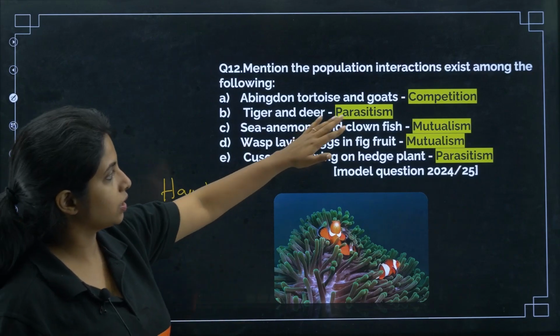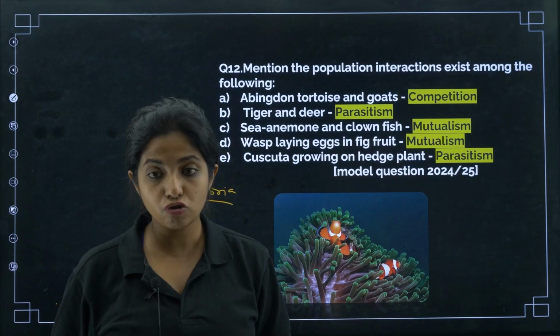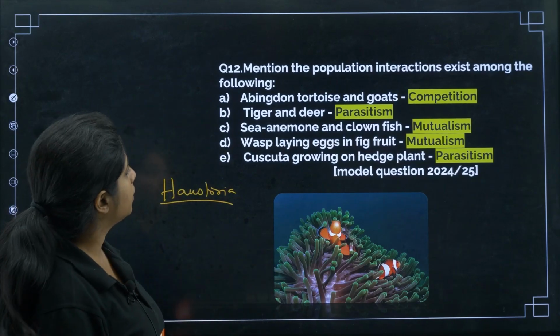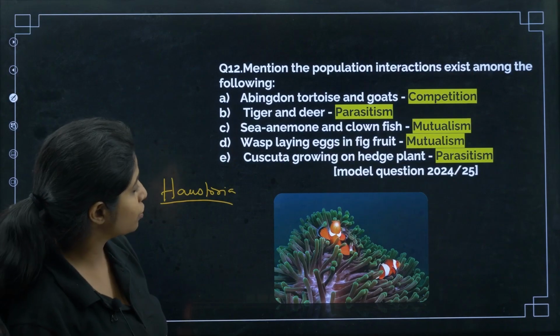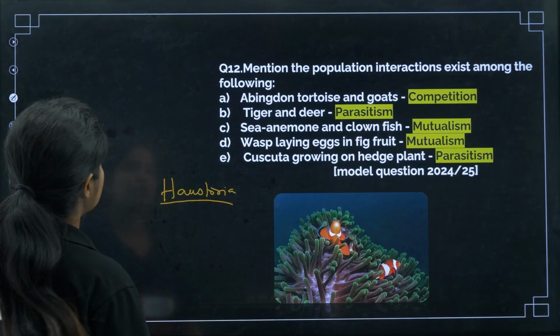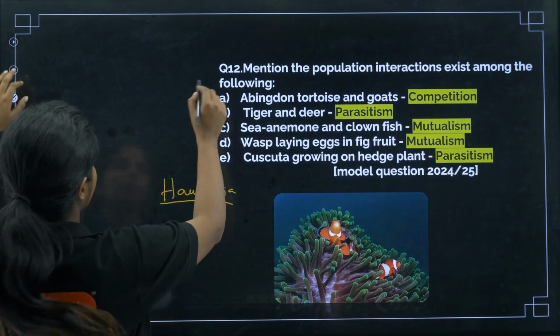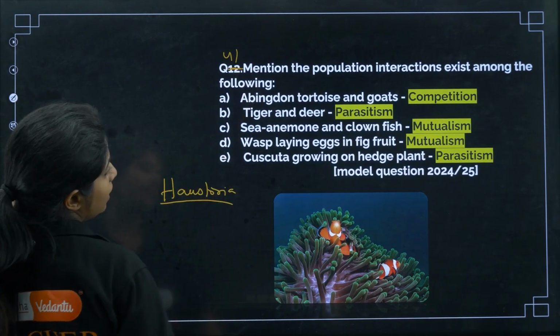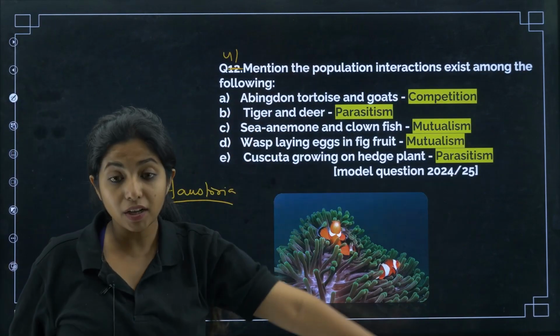So, Abingdon tortoise and goats: competition. Tiger and deer: parasitism. Sea anemone and clownfish: mutualism. And what? Wasp laying eggs in the fig fruit: mutualism. Cuscuta growing on the hedge plant: again, parasitism. I don't know why the question number is given as 12 over here. It is 14th. 41. 41.